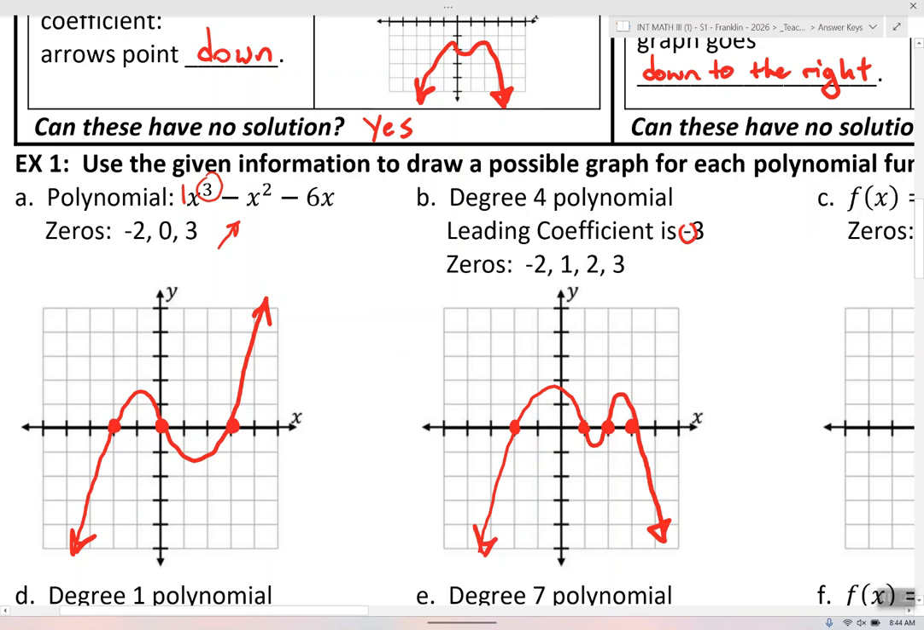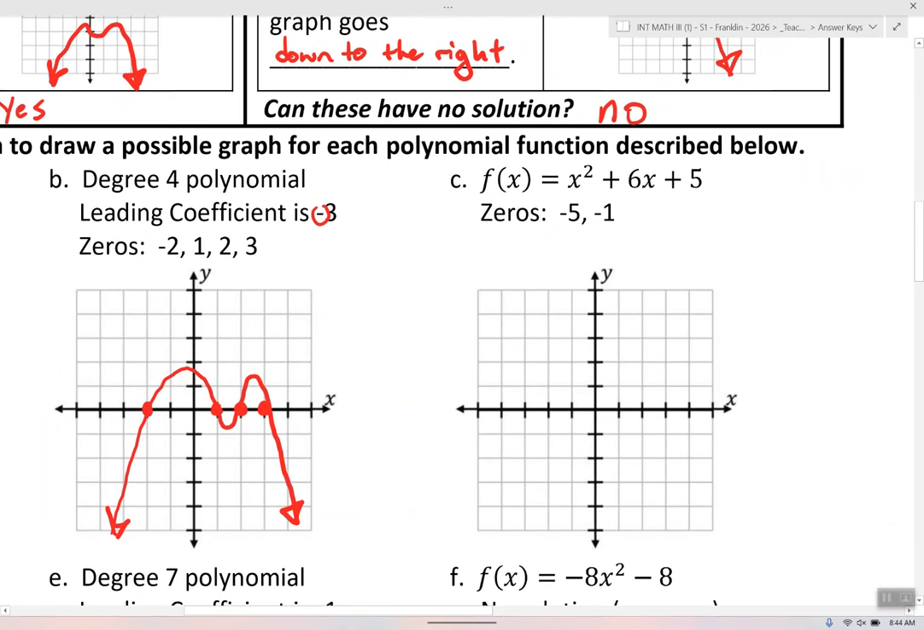Okay, example C, we have x squared plus 6x plus 5 with zeros -5 and -1. So let's put those on the graph, -5 and -1. It's an even degree, so we'll have our arrows pointing the same way, and because it's a positive leading coefficient, they'll be pointing up. So down through the first one and up through the next one.